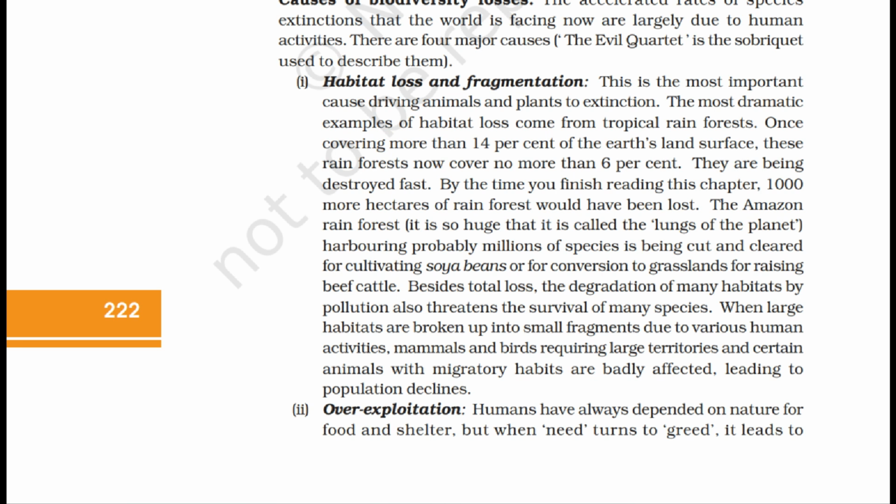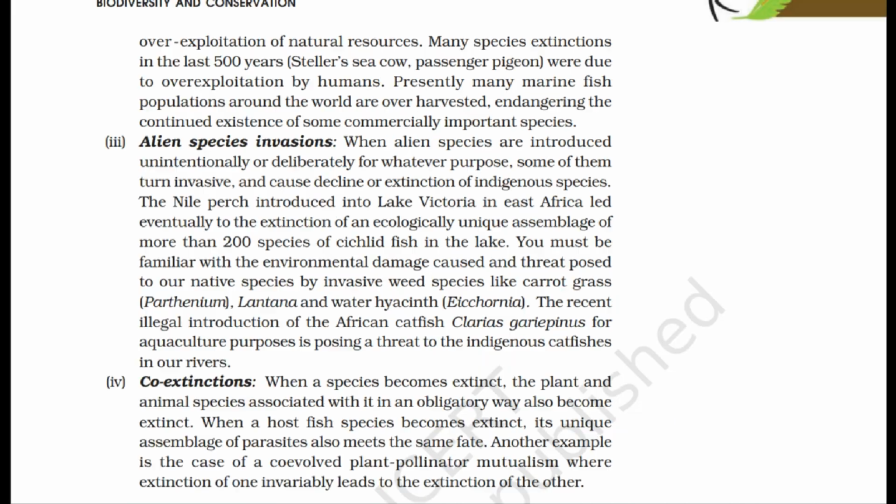Overexploitation. Humans have always depended on nature for food and shelter, but when need turns to greed, it leads to overexploitation of natural resources. Many species extinctions in the last 500 years, Steller's sea cow and passenger pigeon, were due to overexploitation by humans. Presently, many marine fish populations around the world are overharvested, endangering the continued existence of some commercially important species.